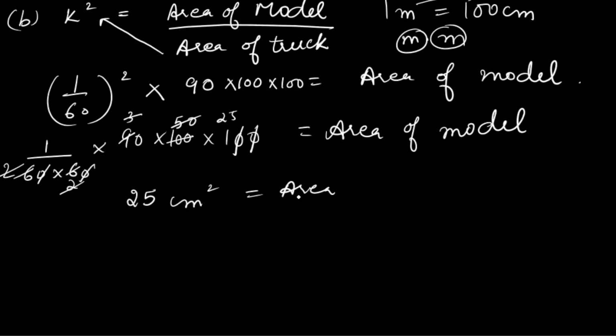So area of model is equal to, no, 250. Here 10 is also there. So it is 250. 250 centimeter square. So area of model is equal to 250 centimeter square. So is it clear? Let's do part C now. Part C of this question.